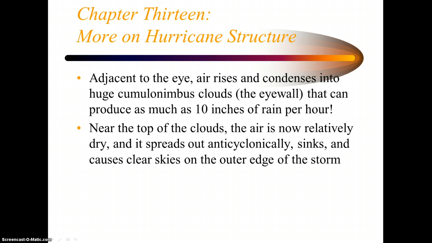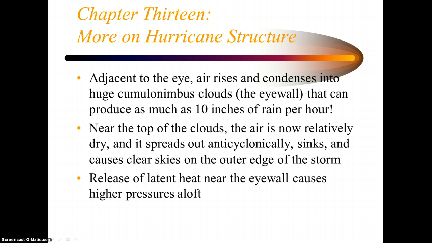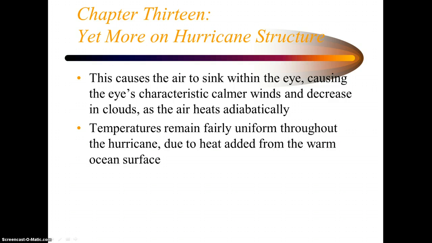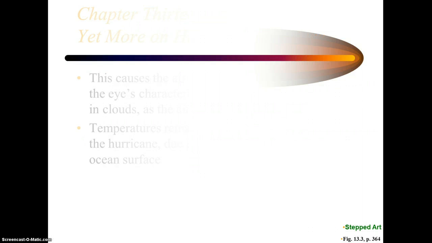Now, near the top of the clouds, the top of the hurricane, the air is relatively dry and it spreads out anticyclonically. And then it sinks and causes clear skies on the outer edge of the storm. The release of latent heat near the eye wall causes higher pressures aloft. So right above the eye wall, you have higher pressure aloft, and that air sinks within the center, or the eye, of the storm, and that causes the eye's characteristic calmer winds and decrease in clouds. As the air descends in the center, or eye, of the storm, it heats up adiabatically, hence less cloud cover. Now, throughout the hurricane, temperatures actually remain fairly uniform due to the heat that's added from the warmer ocean surface.